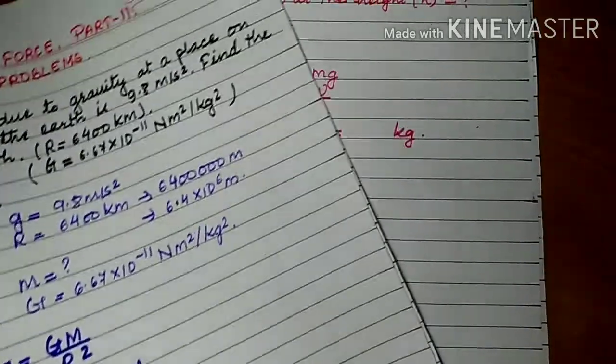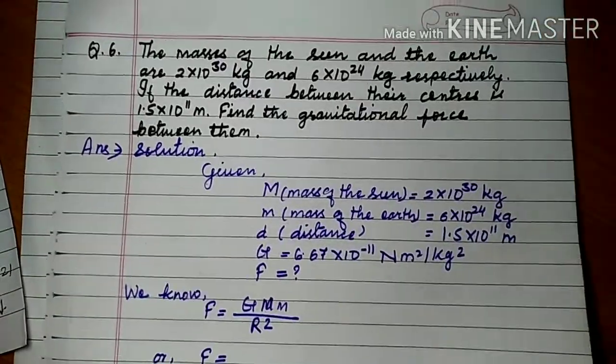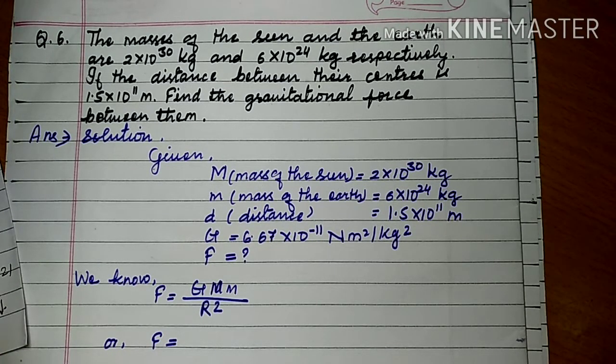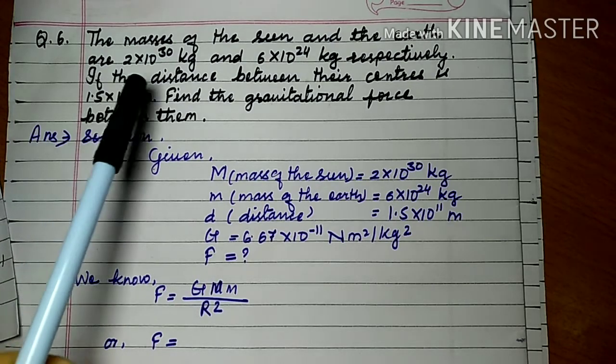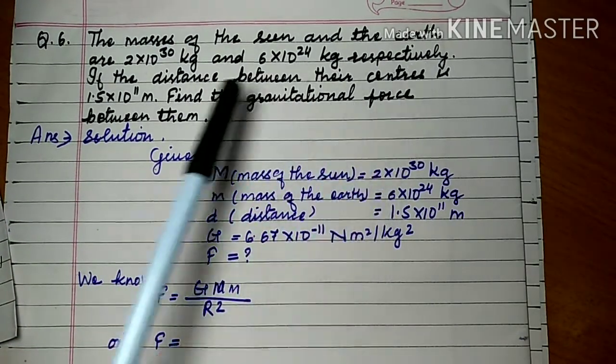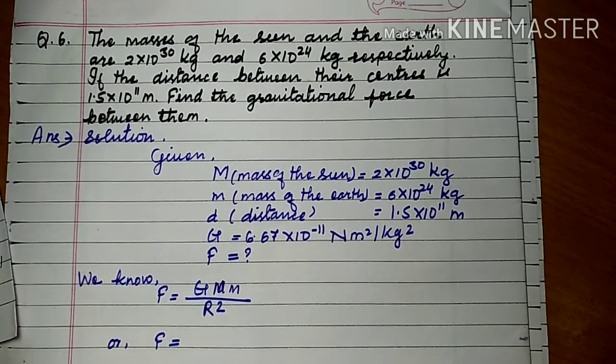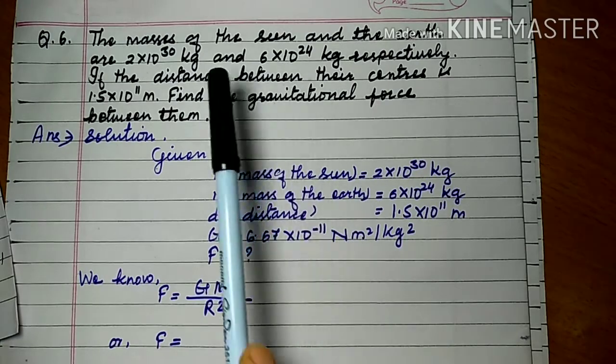Now we are going to do question number 6. Question number 6, you see here, the masses of the sun and the earth are 2 into 10 to the power 30 kg of the sun, and this is earth respectively. If the distance between their centers is 1.5 into 10 to the power 11 meter, find the gravitational force between them. So you are going to find F between sun and the earth.